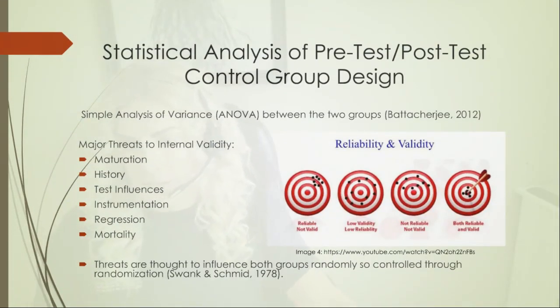Looking at statistical analysis of the pre-test, post-test control group design. This is an ANOVA design, so a simple analysis of variance between the two groups. There are some concerns with the validity of the ANOVA. So major threats to internal validity include maturation of the study, history, test influences, instrumentation, regression, and mortality. And these threats are often thought to influence both groups randomly, so controlled through randomization.